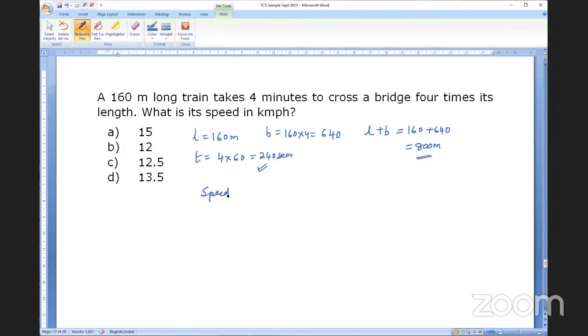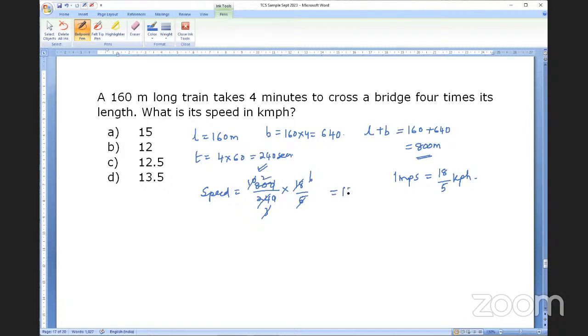So the speed of the train in meter per second is 800 by 240. Now we also know that 1 meter per second is equal to 18 by 5 kilometer per hour. Fine. So let us multiply this by 18 by 5 so that we can get our answer in kilometer per hour. 8, 10, 8, 3, 6, and this goes 2 times.